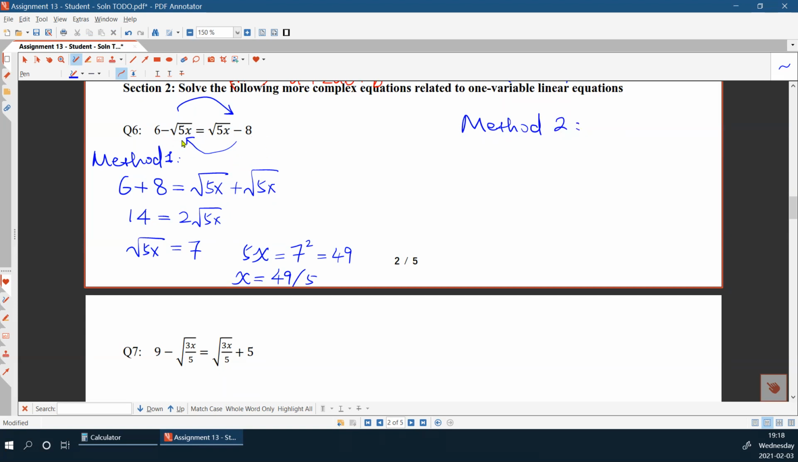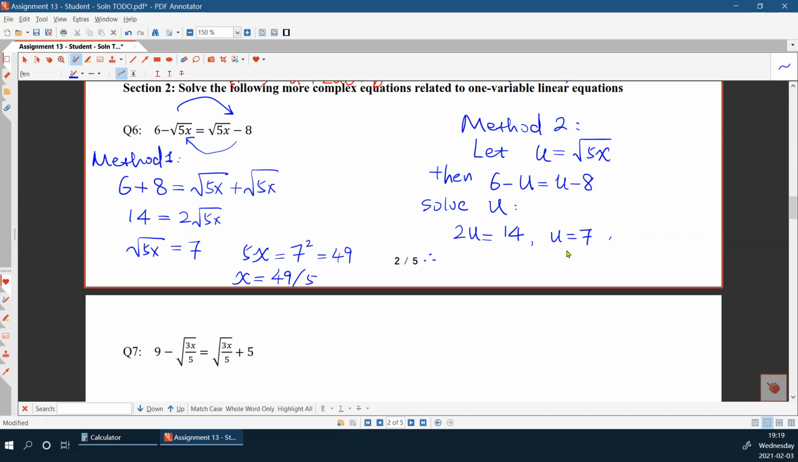If you don't like the complex expression here, you can consider substituting the square root with a letter u. So let's use the letter u to substitute square root 5x, right? Then the original equation becomes 6 minus u equals u minus 8, right? So now, as long as we can solve u, we can solve x, because there is a connection between u and x. So in order to solve u, we put u on the right-hand side, which gives us 2u, and put our constants on the left-hand side, which gives you 14. So that means u is actually 7, right?